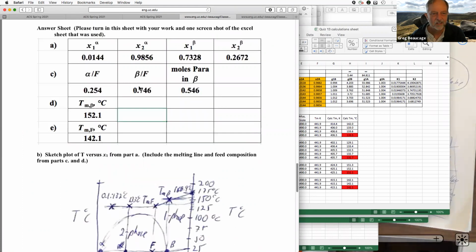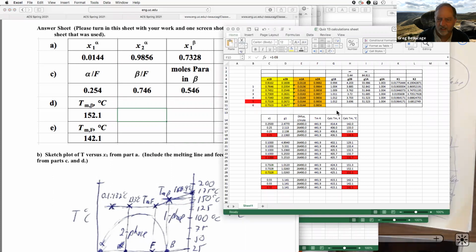So that's these two. And then the moles of paracetamol in beta is the beta, the amount of 1 mole going in that goes to beta, and then the fraction in beta that's paracetamol, which is 0.372. So those two times each other gives a 0.546. And then a couple people weren't able to do this, the melting point calculation. That was, you guess the temperature.